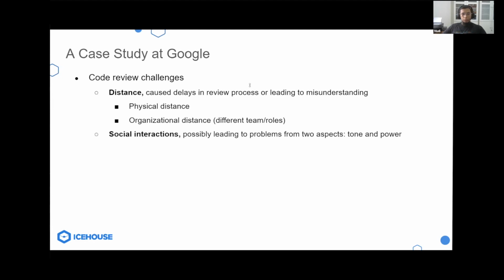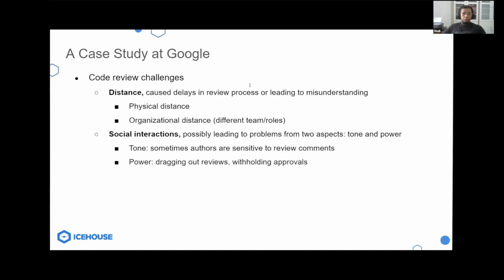Also, social interactions, or specifically communication within code review, which can possibly lead to problems from 2 aspects, tone and power. Tone refers to the fact that sometimes authors are sensitive to comments. Sentiment analysis on the comments has provided evidence that comments with negative tone are less likely to be useful. And power refers to using the code review to influence another person to change their behavior by dragging out reviews or withholding approvals. Such cases can make developers uncomfortable or frustrated.